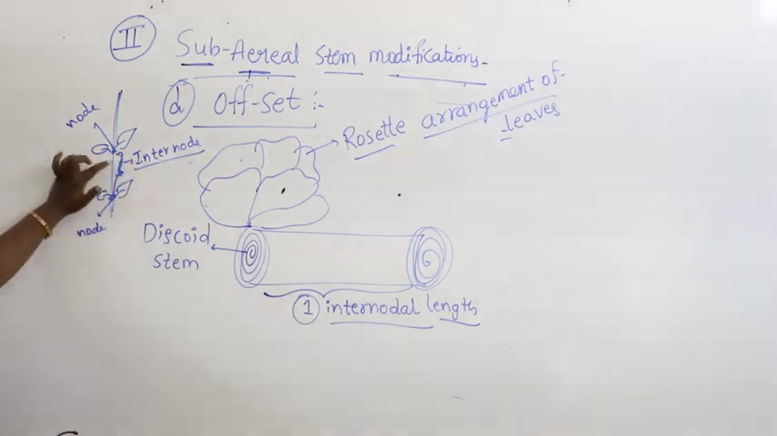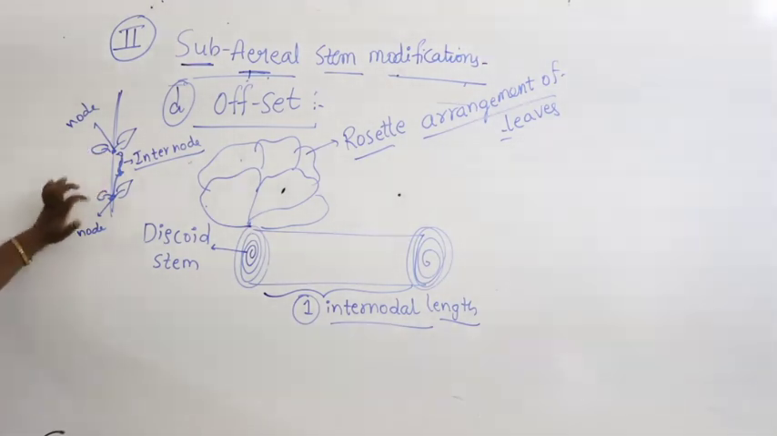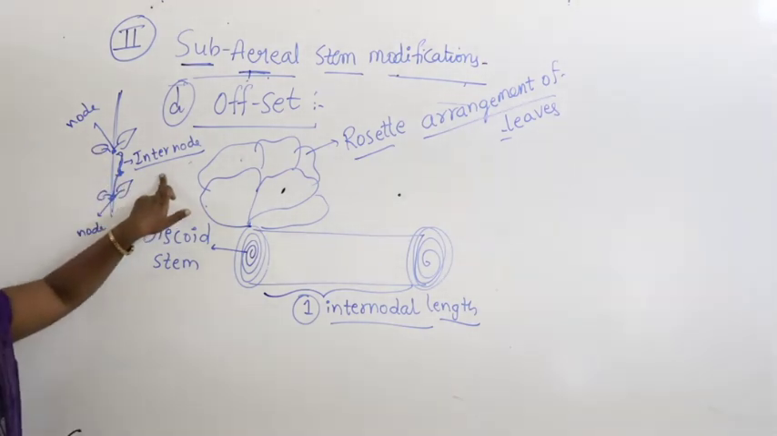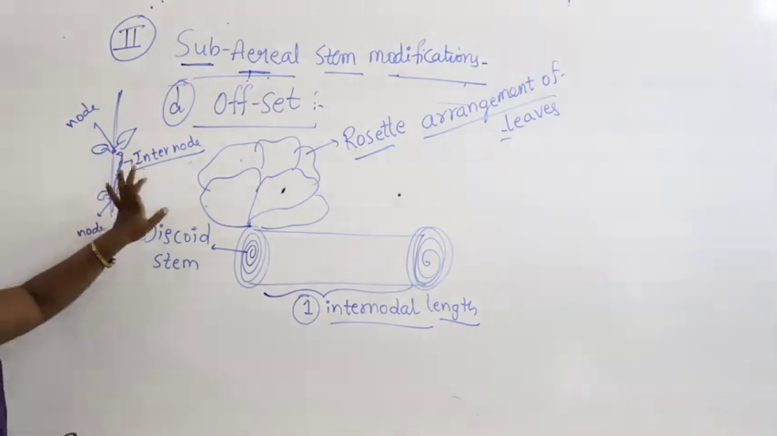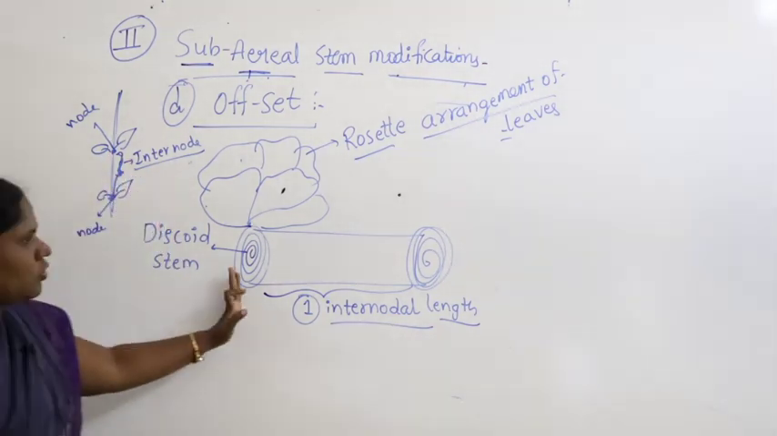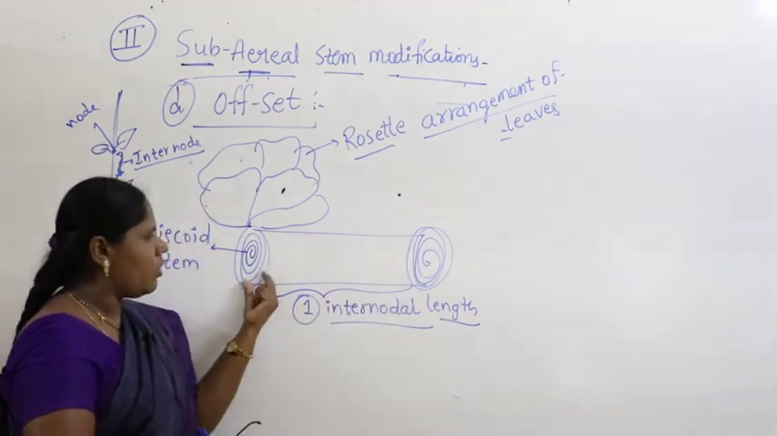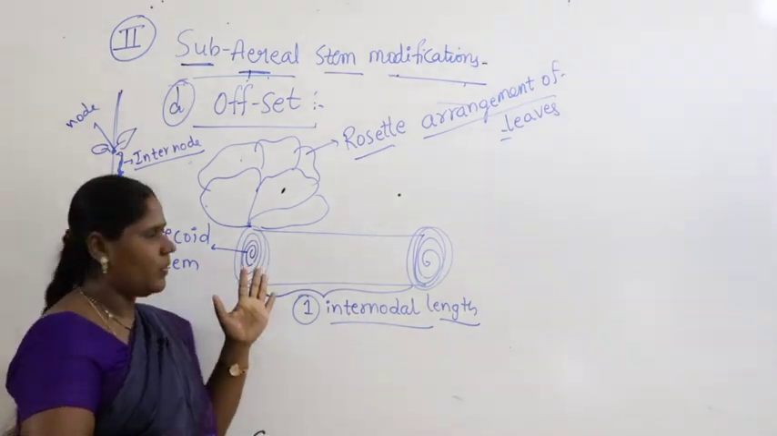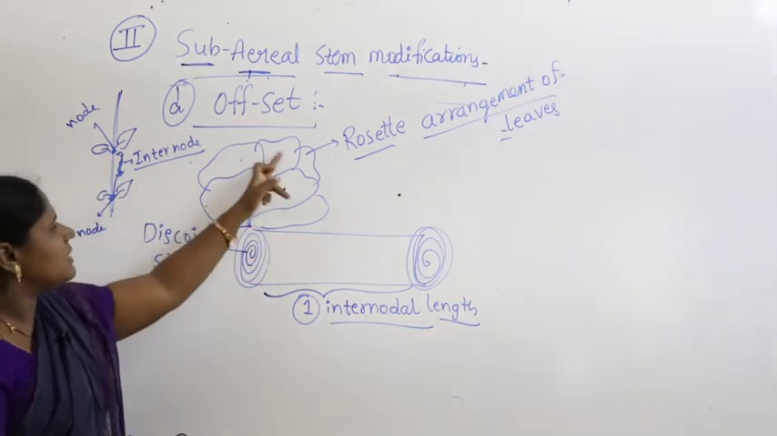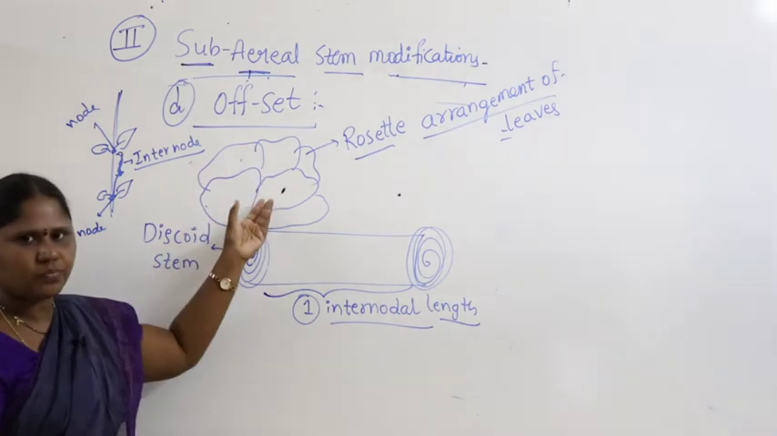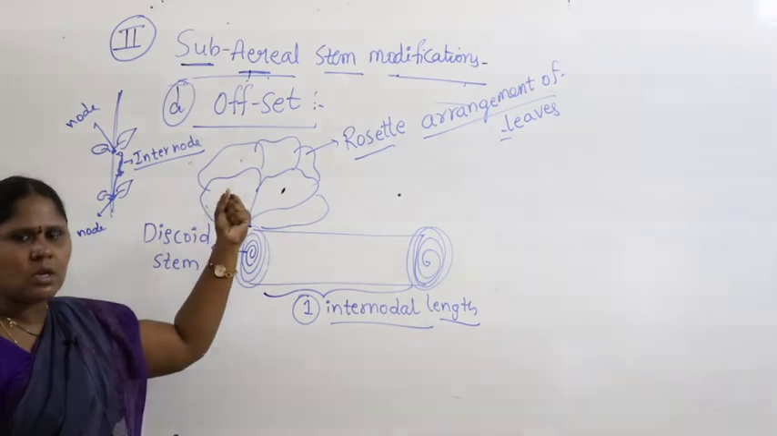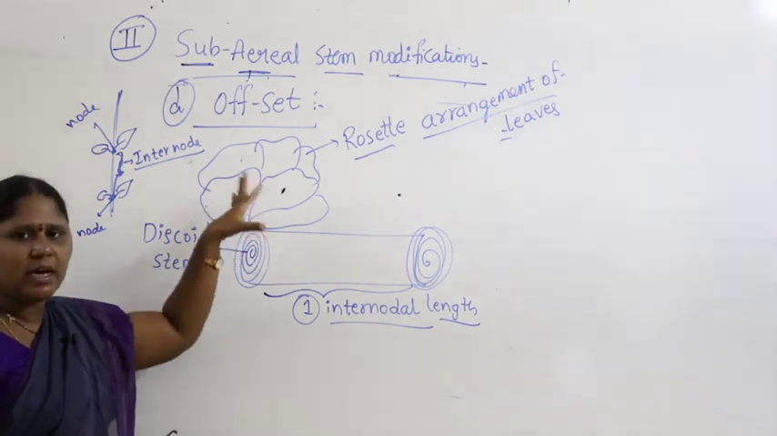The place where a leaf arises is called a node. This is also a place where a leaf arises, called a node. The space between two nodes is called the internode. Similarly, this is a node, and the discoid stem is present at each node with one internodal length. From the discoid stem, you can see leaf-like structures. Leaves are formed rosette-like, meaning all will come close and look like a flower, but actually they are leaves.